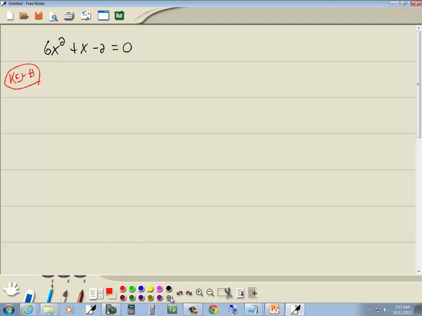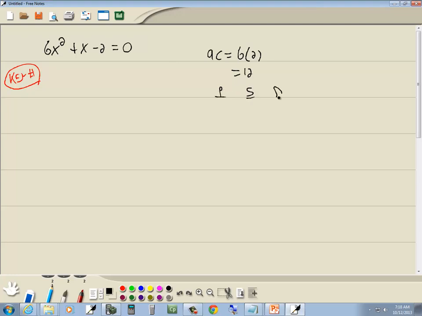Well, this factor is using the key number method. The reason why I know it's key number method is because we've got x squared, x, no x, and there's a number in front of your x squared. Now with the key number, we're going to take our number at the beginning times the number at the end, ignoring signs. So we take the 6 right here times the 2. And that gives us 12.